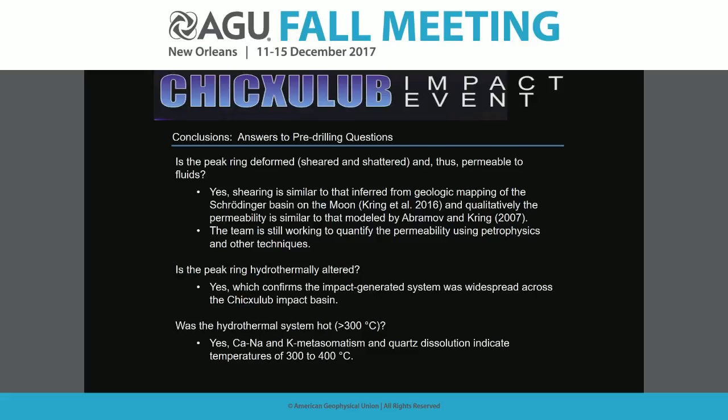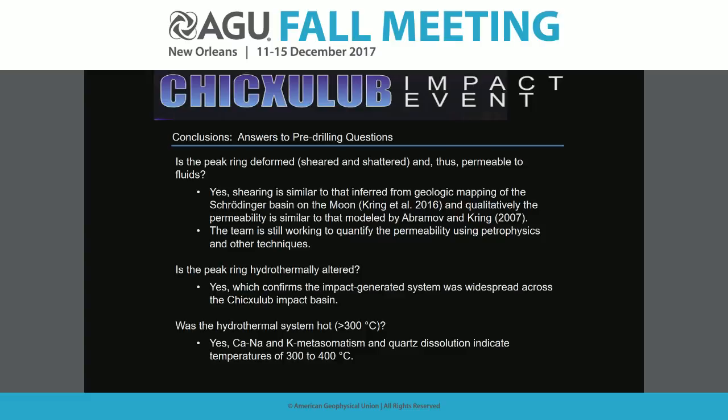Shearing is similar to that inferred from geologic mapping of the Schrodinger Basin on the Moon, which Jay Melosh introduced to you earlier this afternoon, and qualitatively, the permeability is similar to that modeled by Abramov and Kring prior to the expedition. The team is still working to quantify the permeability using petrophysics and other techniques, but you saw some hint of what's forthcoming in the work that Gail and Auriol presented just a few moments ago.